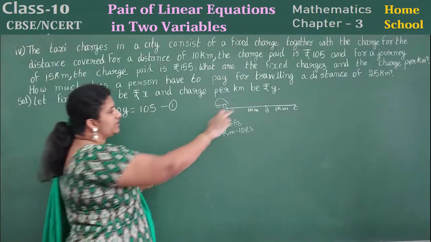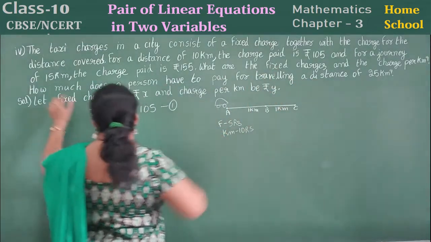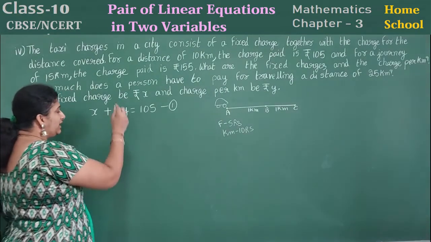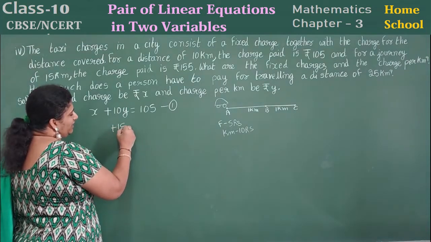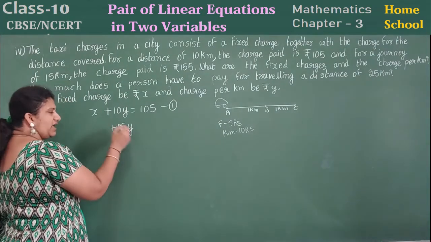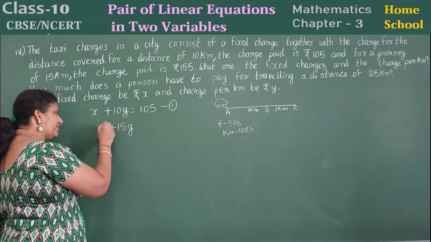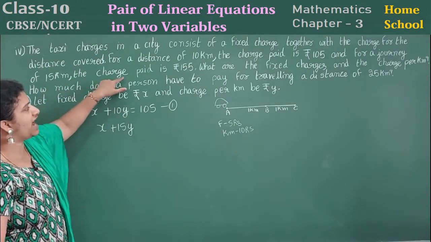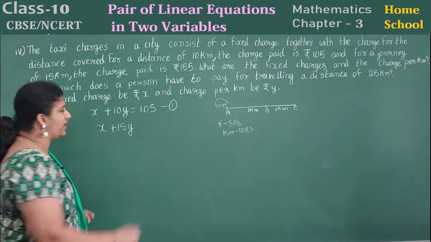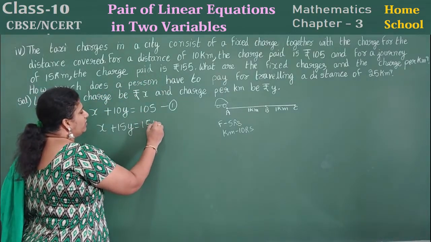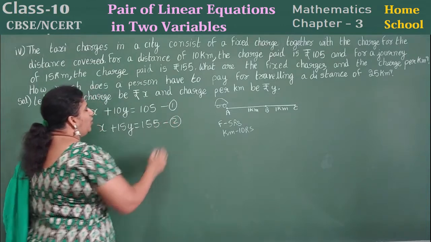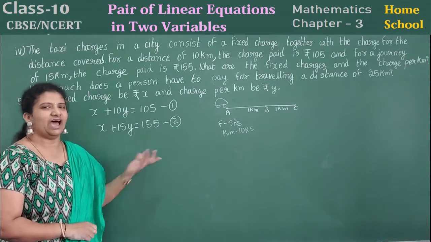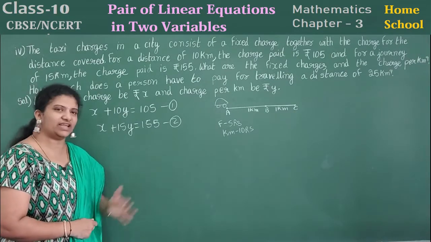Okay, so let's read here. And for a journey of 15 kilometers, immediately you should remember 15 kilometers. And for every 15 kilometers also you'll have a fixed charge, right? x plus 15y. The charge paid is rupees 155. That is equal to 155. Framing these two equations is a little difficult, children. After framing, the problem is very easy for us.